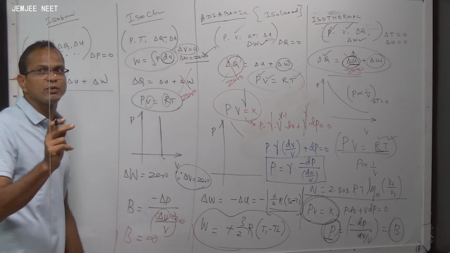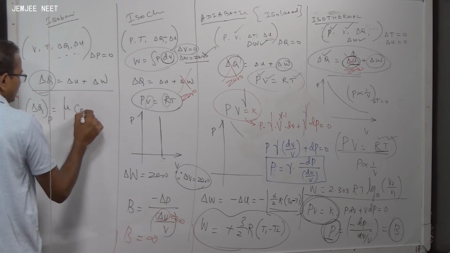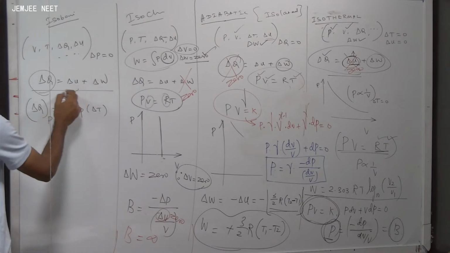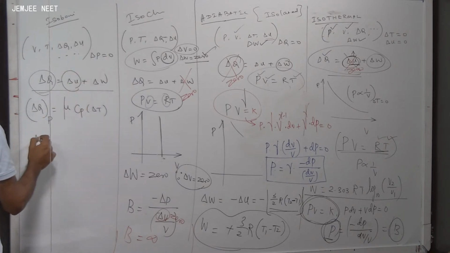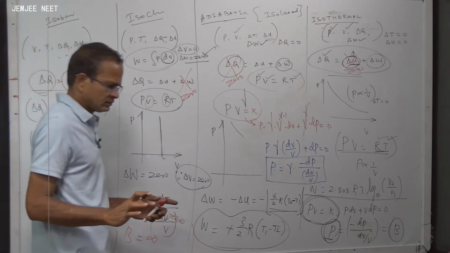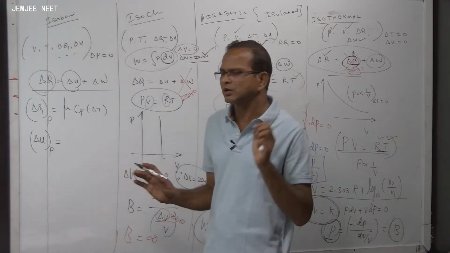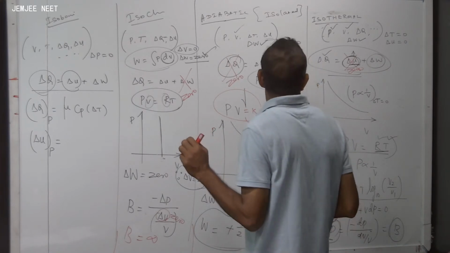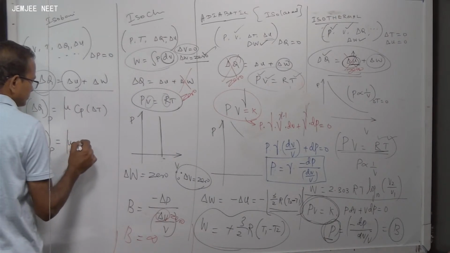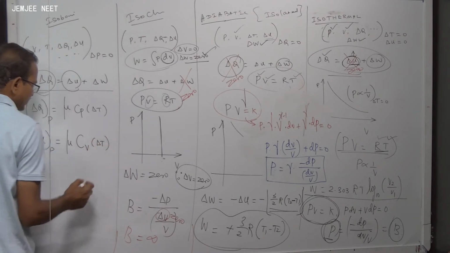Go back to the specific heat formula. Mu Cp delta T. Can anyone help me out with delta U? Delta U under constant pressure. I want to calculate internal energy. What is your suggestion? Very good. Mu Cv delta T. Why Cv, not Cp?